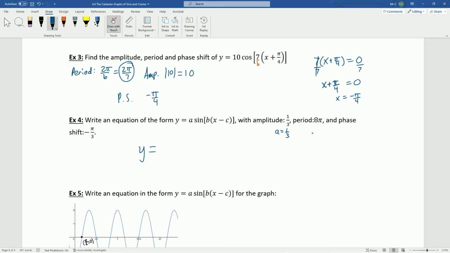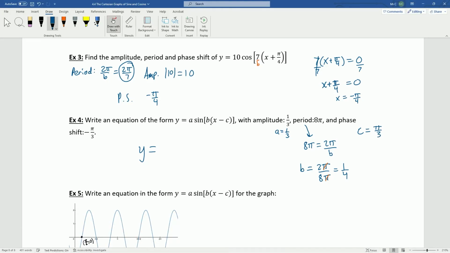So if the period is 8 pi, that means that 8 pi equals 2 pi divided by b. So if I multiply the b across and divide by 8 pi, I get b equals 2 pi divided by 8 pi. The pi's cancel, and 2 over 8 is 1/4. So b is 1/4, and phase shift is negative pi over 3. So remember, c is the opposite of your phase shift when you're in this factored form. So if the phase shift is negative pi over 3, then c is positive pi over 3.